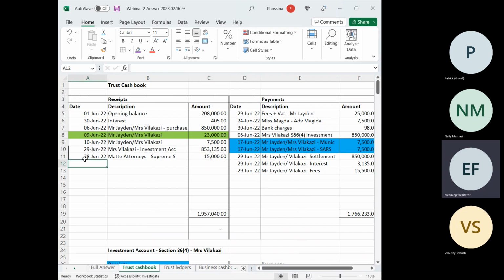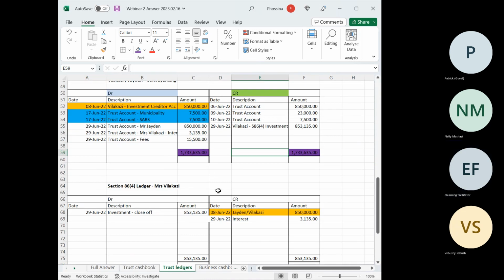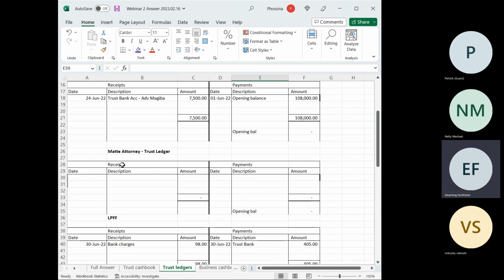After we've received the money, I've done one leg of the transaction. We need to also go to our trust ledgers. You see, now in our trust account, something is happening for this matter. We are receiving in the trust account from Supreme Services, how much? 15,000. So we've completed our double entry. Always remember to complete the double entry. You can see me, I'm also kind of forgetting.